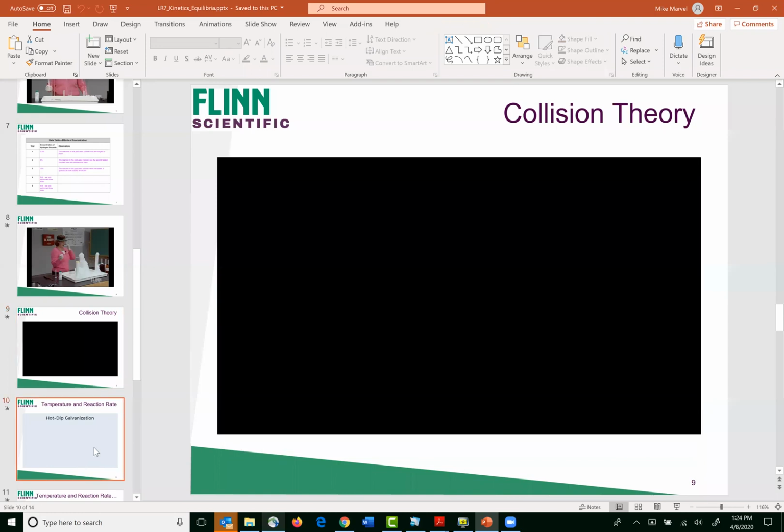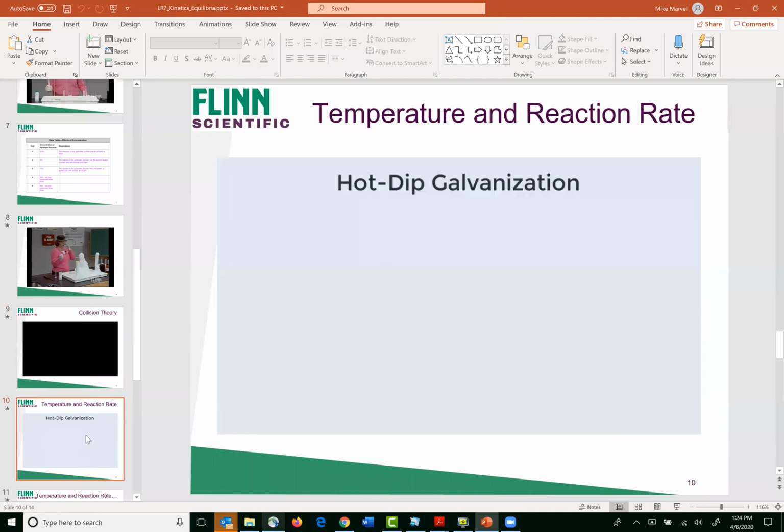A more macroscopic, pertinent example of this idea of temperature is hot dip galvanization. So I want to show you here, we're going to coat a key in metal and change its color by virtue of applying temperature to it. Okay, so this is another example of how temperature impacts reaction rate.